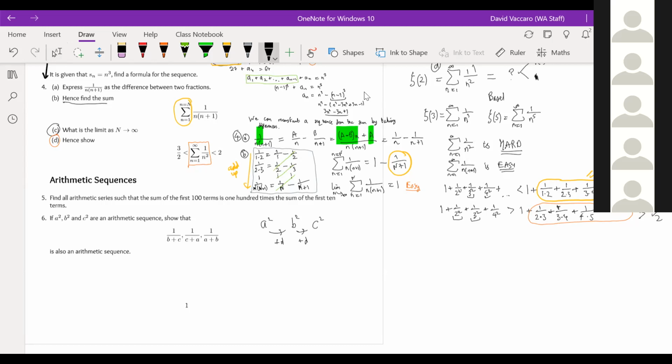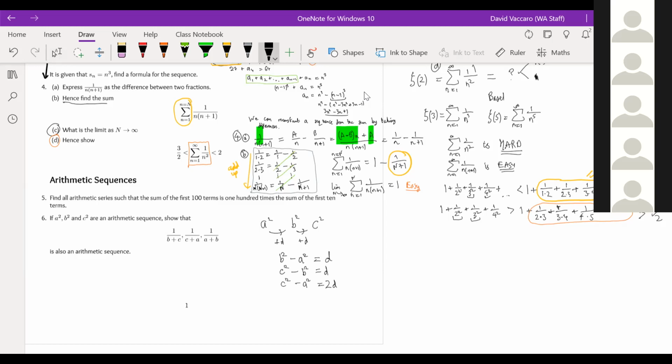So what I can write down is that b squared minus a squared is equal to d. And I can also write that c squared minus b squared is equal to d. And if it's useful, I can add those two together, and I know that c squared minus a squared is equal to 2 times d.